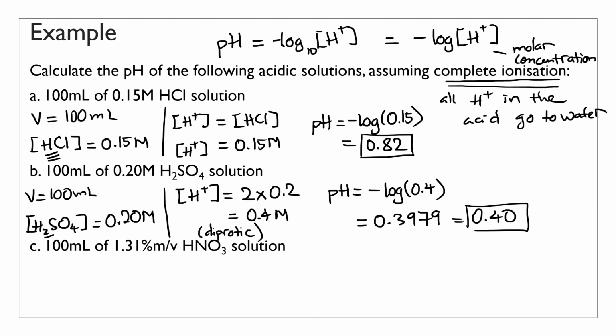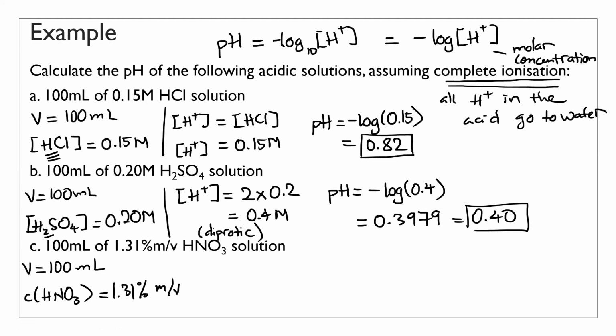I'll write the volume. So the volume is still 100 ml, and you have a different acid now. The acid is nitric acid, and the concentration of nitric acid. Now, because this concentration is not in mole per liter, I can't use the square brackets for it. So concentration of HNO3 is 1.31% mass per volume. So I have an extra problem here.